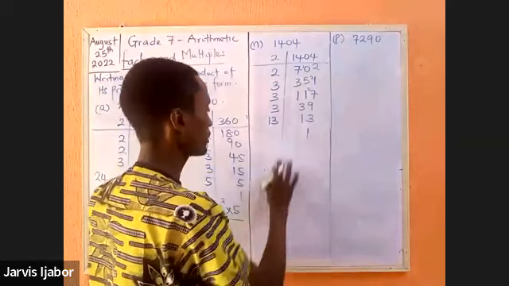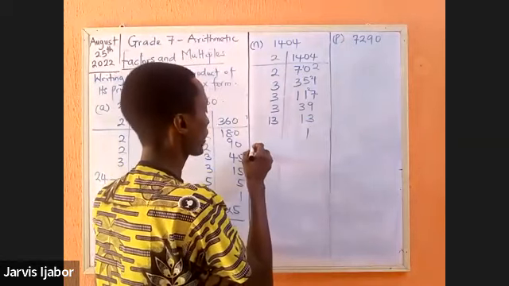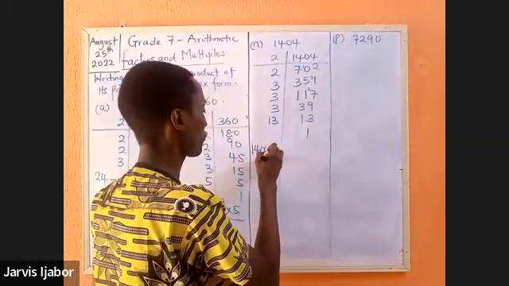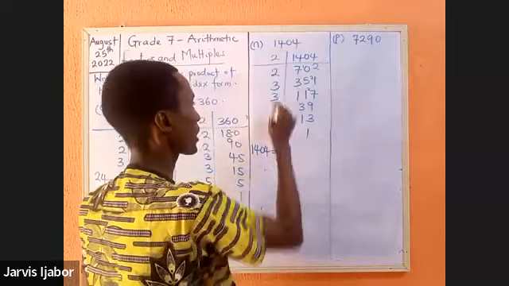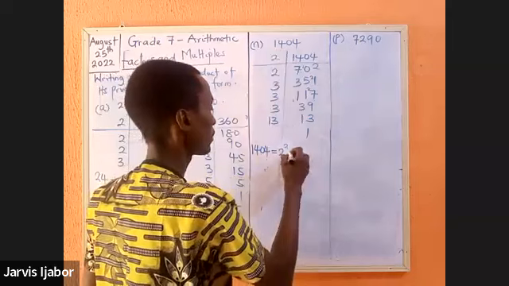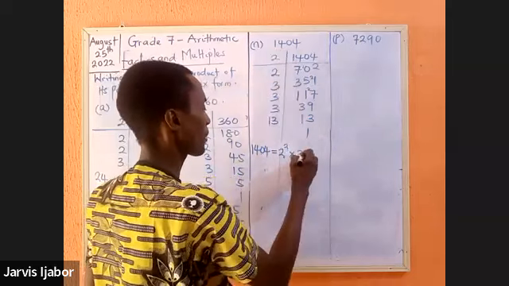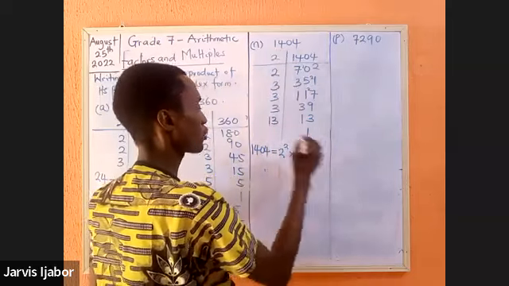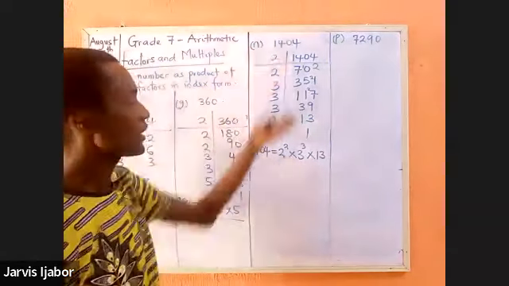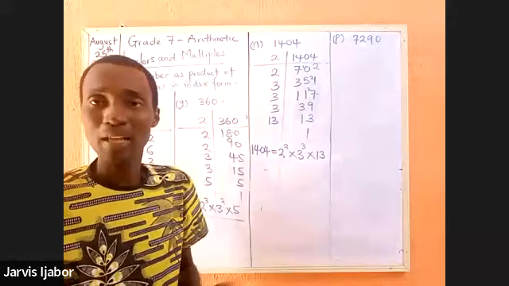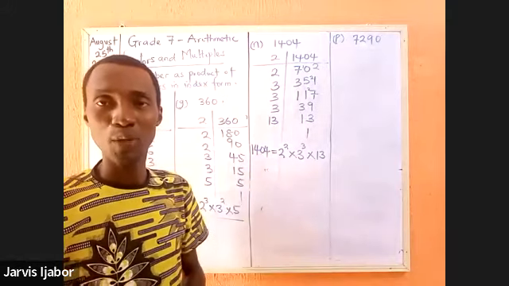So at the end of the day, I will now write 1,404 equal to, I start with the first number I'm seeing, 2. How many of it am I seeing? 2. I go to 3. How many of it am I seeing? 3. I go to 13. How many of it am I seeing? It's just 1. And so I've cleared that one out. It's as simple as that. There's no big work there.